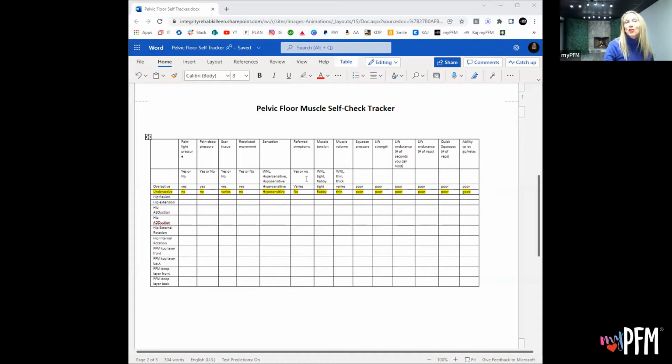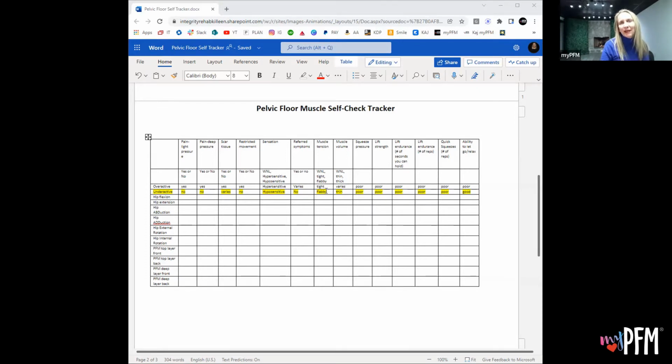Here are some of the characteristics for underactive pelvic floor muscles. Again, this is not all inclusive. Not every category applies to every person. Not every category here in every column applies to every structure. But the more you see some of these things, for example, let's say under muscle tension, flabby.